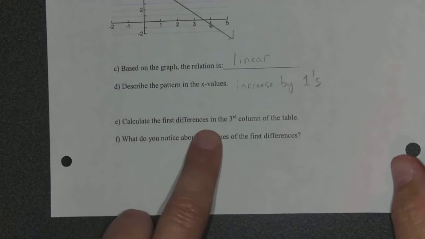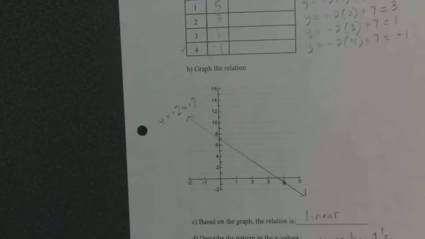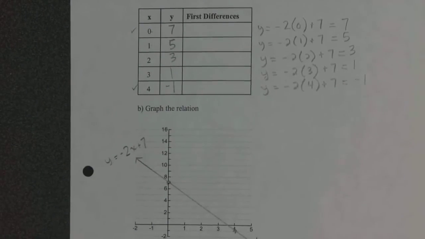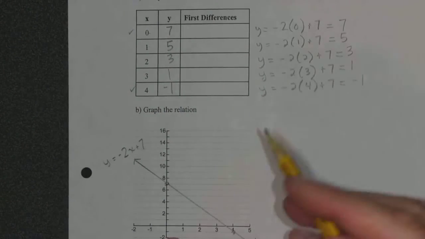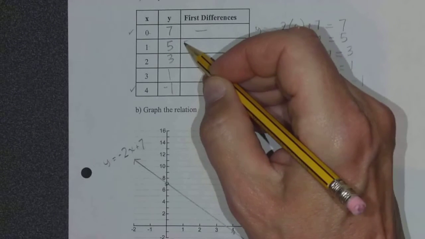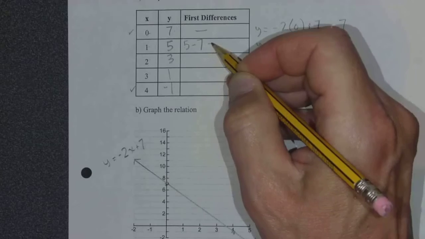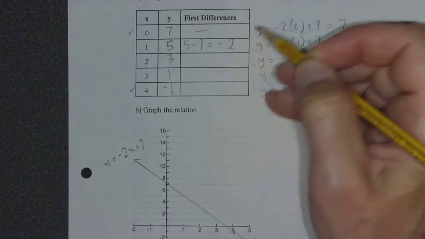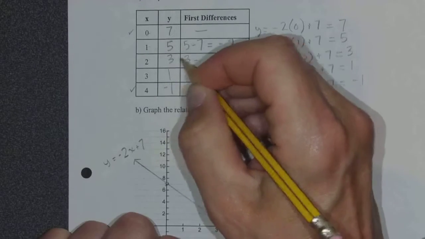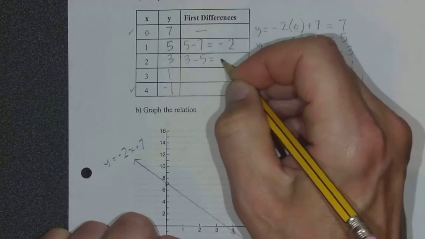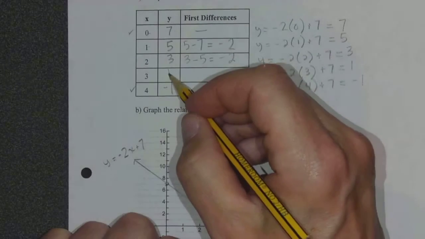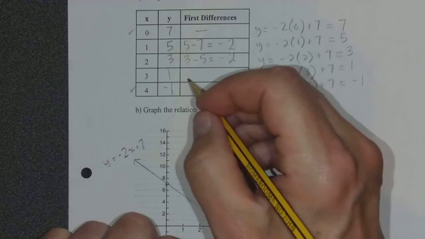Okay, now again we're going to do the first differences. So remember how to do them from the previous page? So first differences. Second one, subtract the previous one. 5, subtract 7. Negative 2. Next one, 3, subtract previous number. Negative 2. Next one, 1 subtract 3.